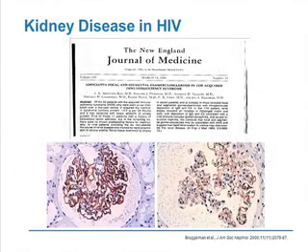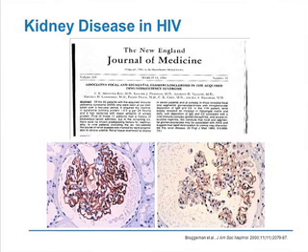So what do we know about kidney disease and HIV? The story really begins almost at the beginning of the HIV epidemic, where there's a publication of focal segmental glomerulosclerosis in acquired immune deficiency syndrome that came out of Downstate Medical Center in Brooklyn, New York, published in the New England Journal of Medicine in 1984. And this is clearly the first description of what we now know as HIV-associated nephropathy.